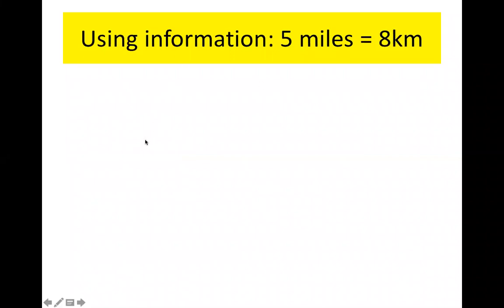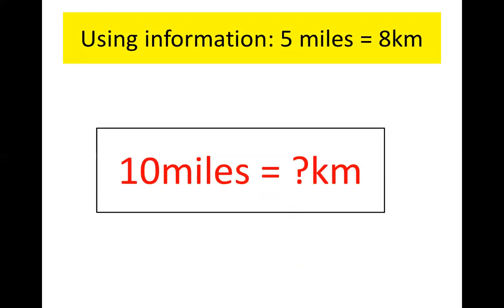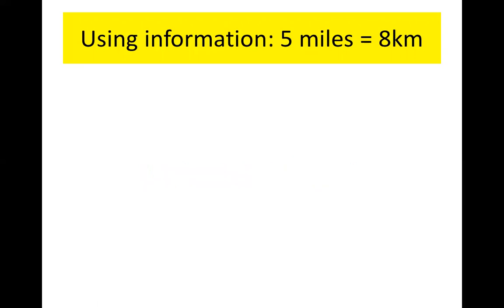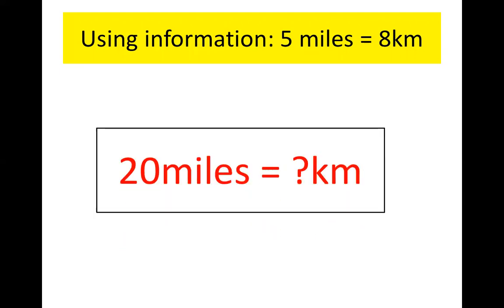So I have 5 miles is equals to 8 km. So what would 10 miles be? 16. Okay. 5 miles is 8 km. 20 miles? 32 kilometer. Because 5 to 20 will be times 4. So 8 times 4 is 32. Now, if you have no clue how to do it, please speak up, okay? Okay, next.